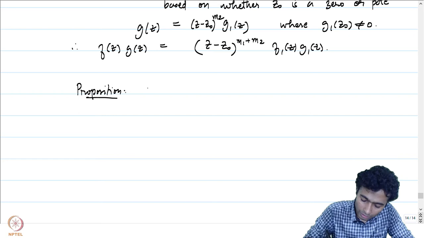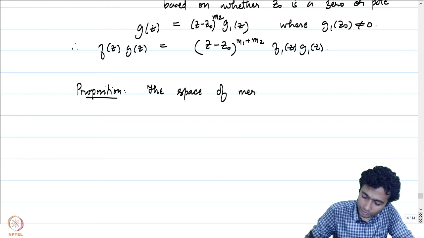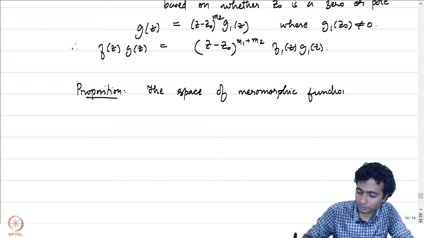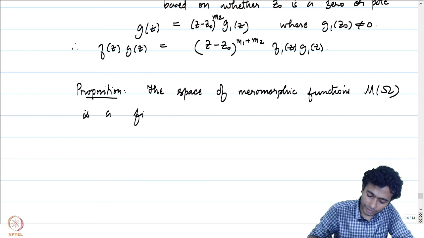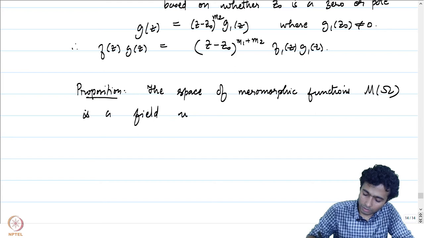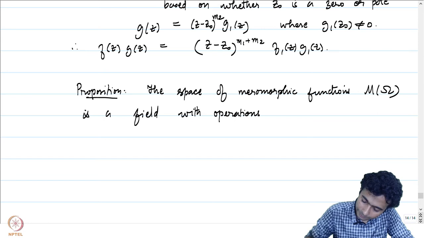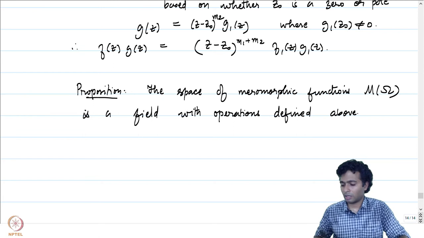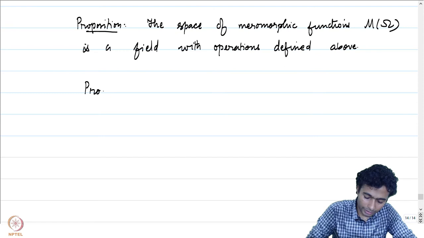The space of meromorphic functions M of omega is a field with the operations defined above. I'll not prove all the properties needed to check that with these operations it's a field.